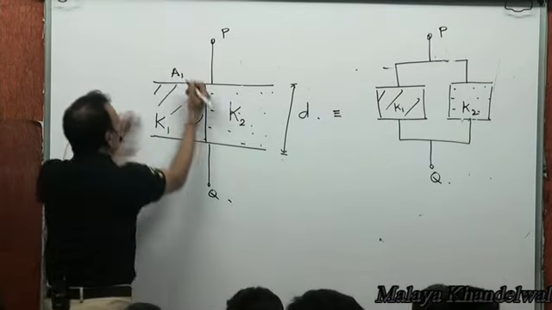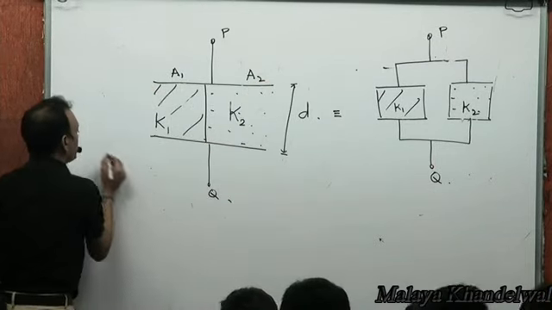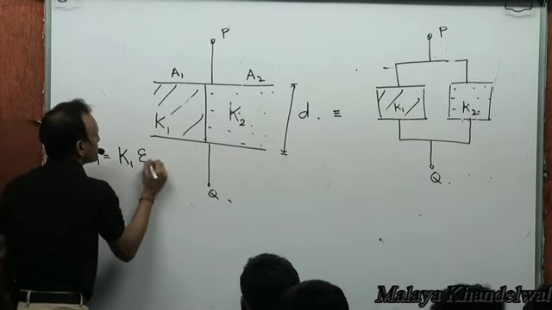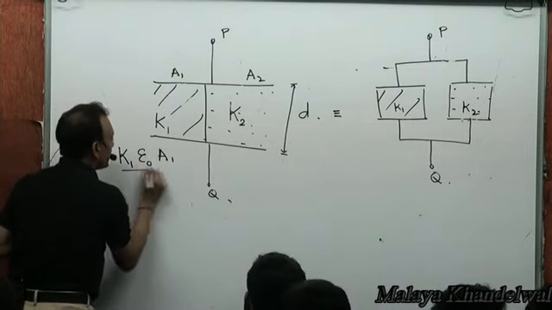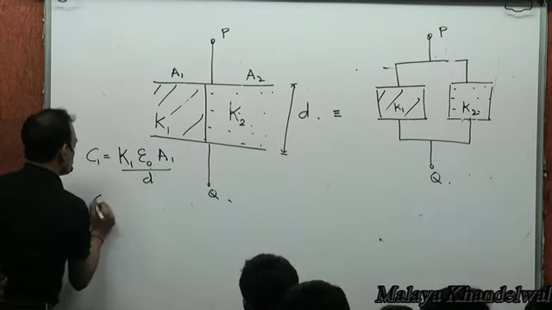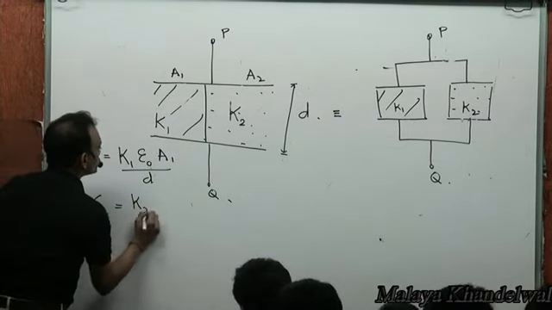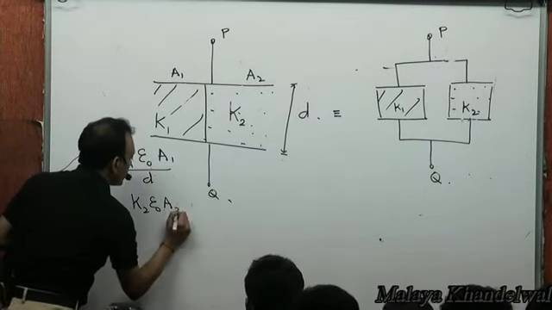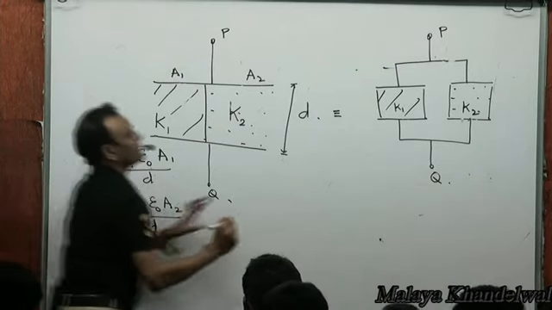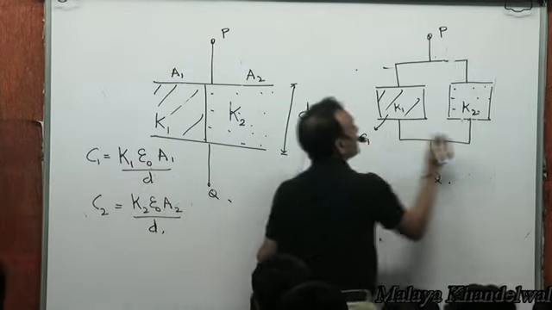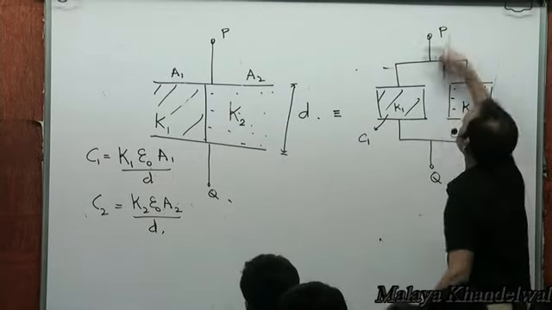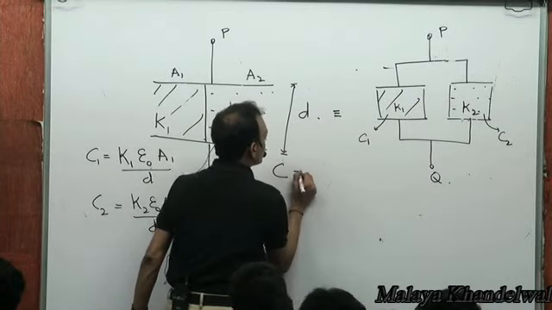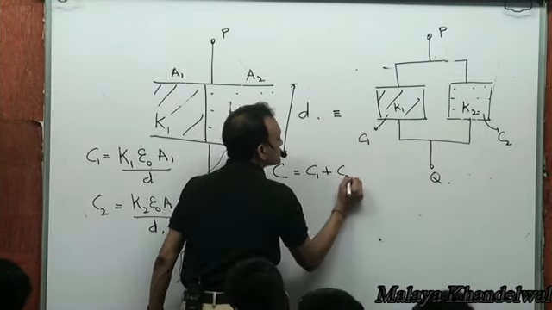Suppose A1 is the area of overlap here and A2 is the area of overlap here. Then C1, the capacitance of this unit, is K1 times epsilon naught A1 divided by D. The capacitance of this is C2, which is K2 into epsilon naught A2, the area of overlap of this, divided by D. C1 and C2 would be in parallel, so the equivalent capacitance between P and Q of this arrangement is simply C1 plus C2.